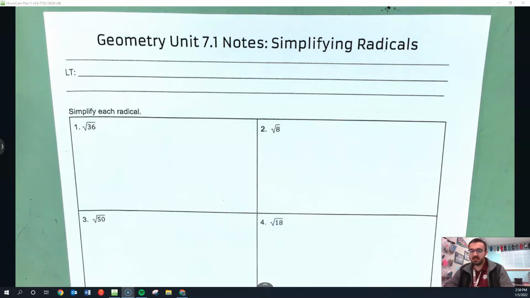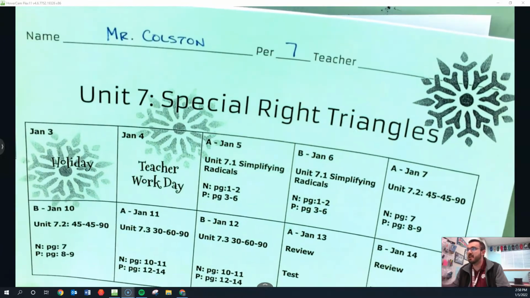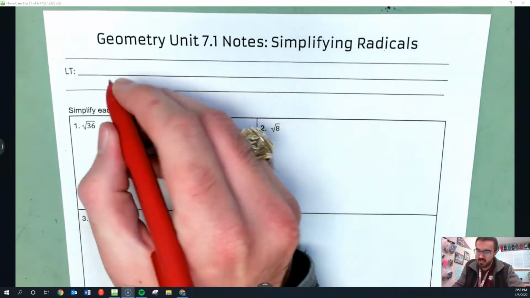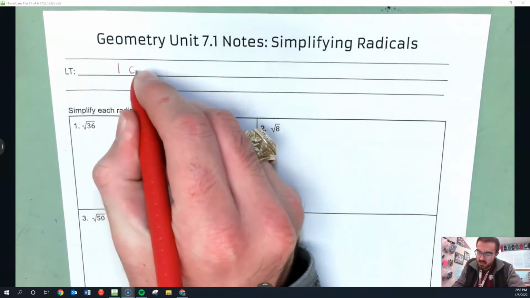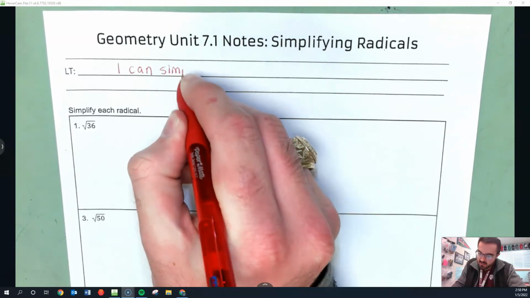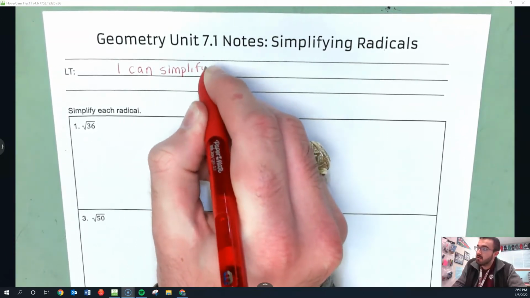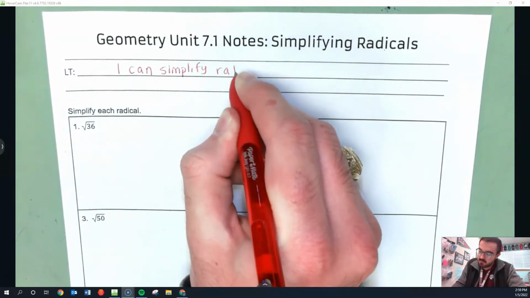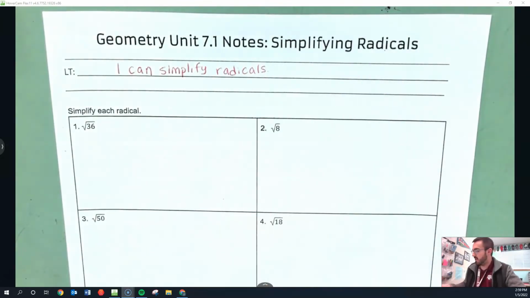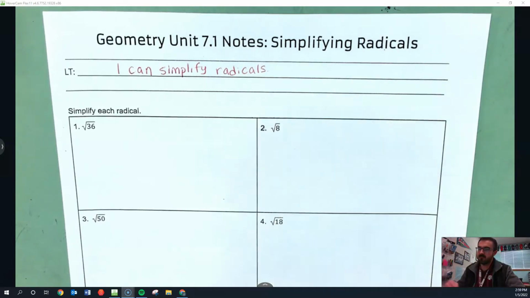All right, guys, this is the Unit 7.1 notes. We are going to be in this packet on page 1. Today's learning target is, I can simplify radicals. Clearly, I need a new pen. I can simplify radicals, okay?